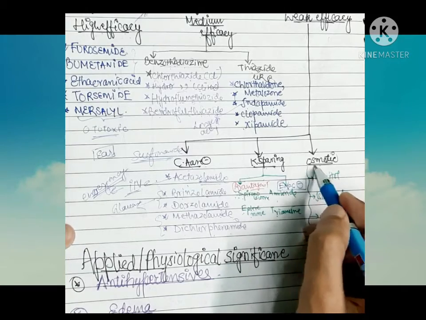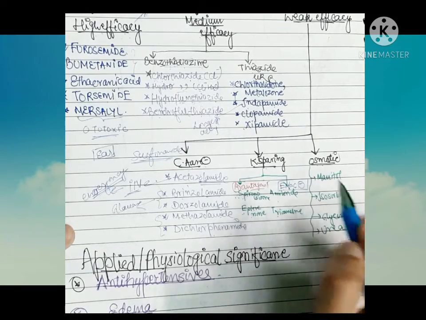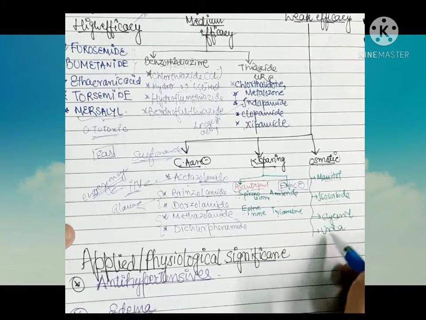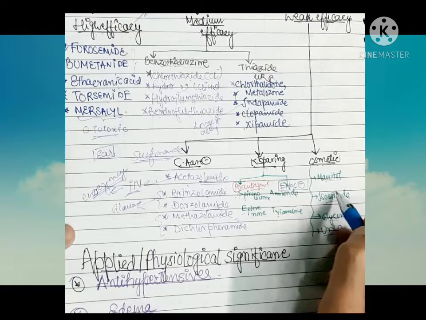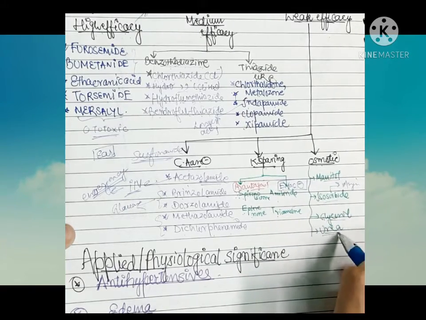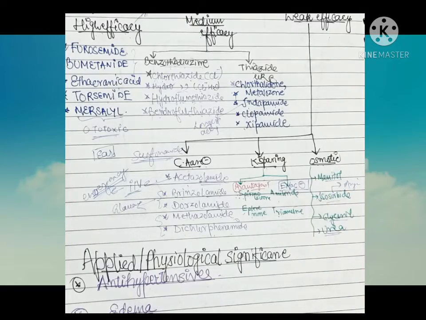Then the osmotic group of diuretics, which I have already told you on the previous page. They are mannitol, isosorbide, glycerol, and urea. Isosorbide is also used in angina, and glycerol and urea are the osmotic diuretics.